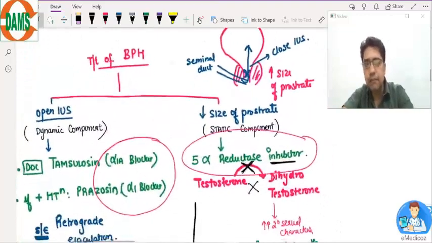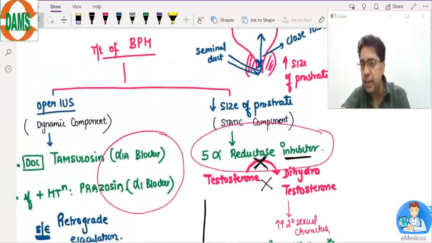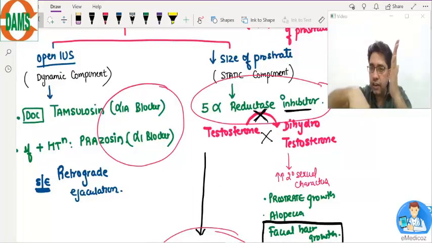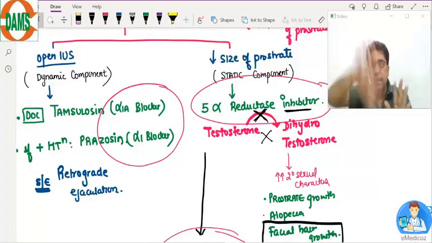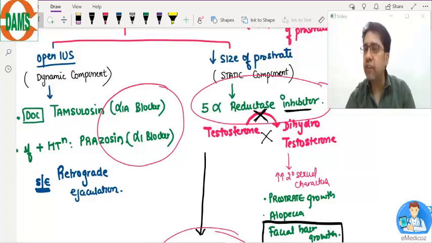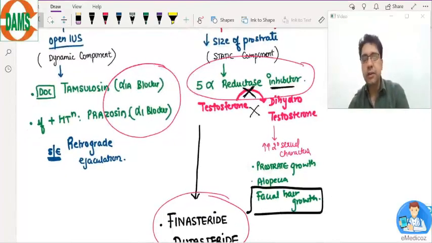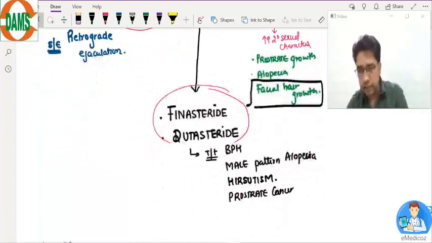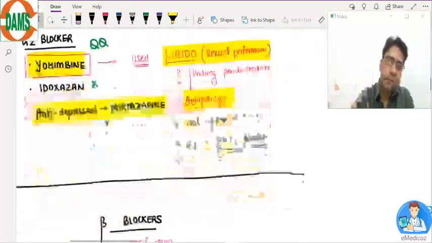For the treatment of BPH, we open the sphincter with tamsulosin and prazosin. If the sphincter is open, the semen may go upward, which is known as retrograde ejaculation. To decrease the size of the prostate, you give 5-alpha reductase inhibitors, which inhibit the conversion of testosterone into its active form, dihydrotestosterone. The drugs are finasteride and dutasteride, used in prostatic growth, BPH, prostate cancer, male alopecia, and hirsutism in females.